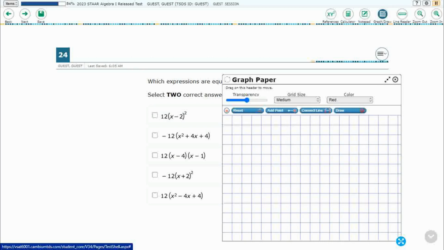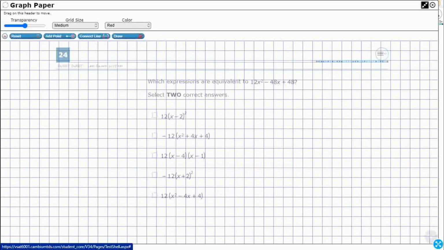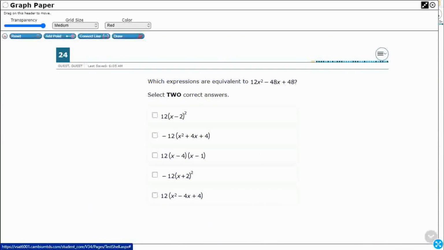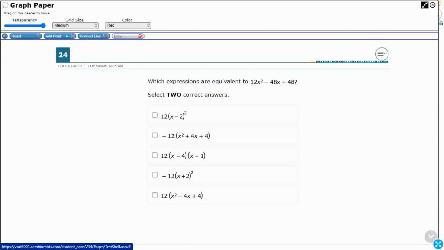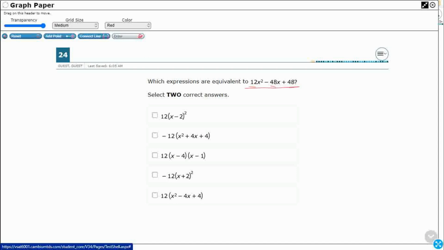We've got just a basic trinomial, and we need to find two equivalent expressions. So when we see these really big numbers, 12, negative 48, positive 48, we should be thinking factoring. Can we factor something out of that? And if we looked at it like this, what would be the largest common factor?